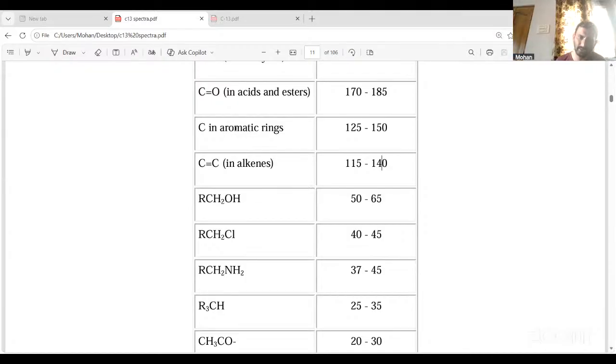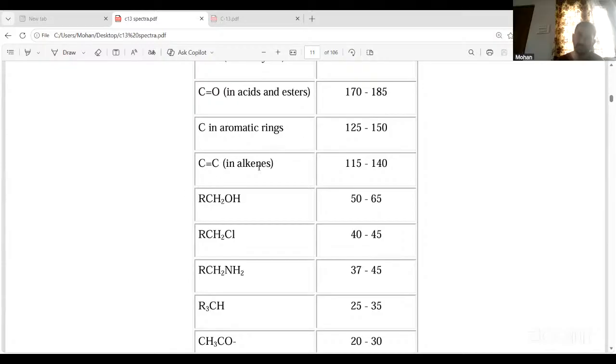So in the aromatic we have the C double bond C, and in the alkene also we have the C double bond C here. But you can see some difference in the values, because in the aromatic the C double bond C is in a cyclic form. And in the olefins or alkenes, it is an acyclic, open chain nature.